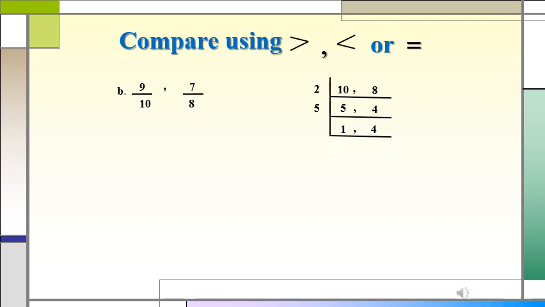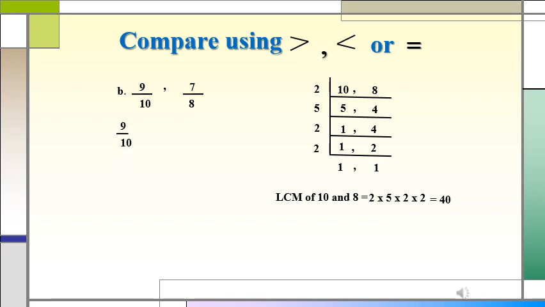Next step. 4 is divisible by 2, so let's divide it by 2. 2, bring down 1. 2 times 2 is 4. Now again, for the last time, let's divide 2 by 2. Bring down 1 and 2 1 times is 2, so write down 1. We have got the LCM as 2 multiplied by 5 multiplied by 2 multiplied by 2, which is equal to 40. Now we have to convert both the fractions into equivalent fractions with denominator 40.